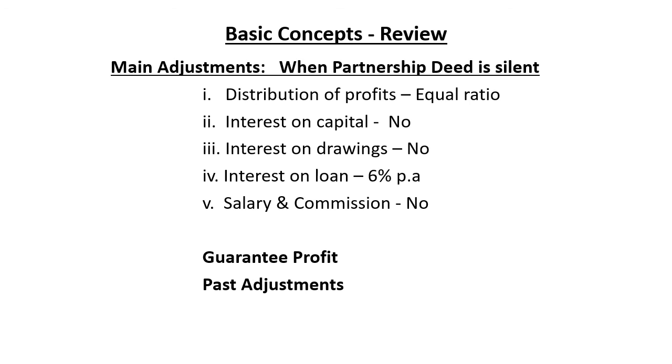Next, no interest on capital must be given, no interest on drawings to be calculated, and if any partner advances loan to the firm, 6% interest must be given, and there will not be any salary or commission to be given to the partners when partnership deed is silent. If it is mentioned in the problem, then it must be distributed at an agreed rate. Okay, then very important topics are guarantee profit and past adjustments. So we have to understand this lesson, how to give guarantee profit to the guarantee partner and who will share the deficiency.